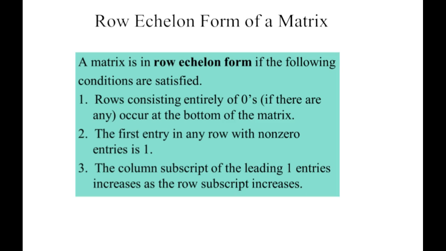Now we need to talk about the row echelon form of a matrix. A matrix is in row echelon form if the following conditions are satisfied. First, rows consisting entirely of zeros, if there are any, occur at the bottom of the matrix. The second one, the first entry in any row with non-zero entries is 1. And the third one, the column subscript of the leading 1 entries increases as the row subscript increases. That third one's going to be kind of confusing, I'm sure. So we're going to go through an example next, and I think that is going to make more sense on what that third condition is referring to.